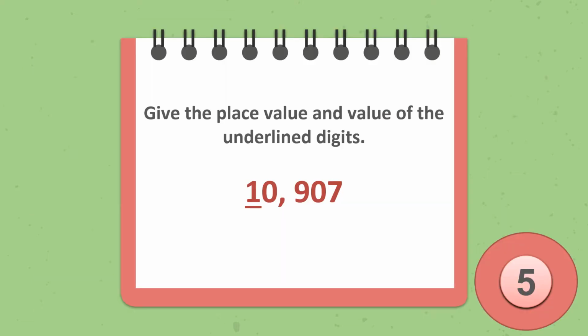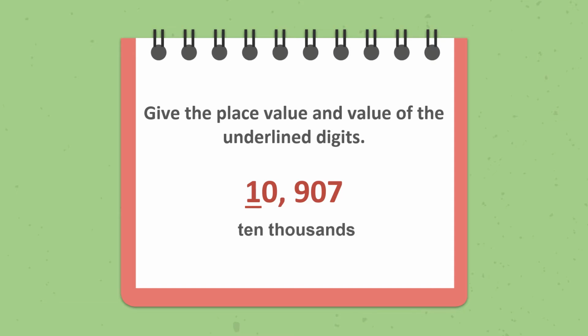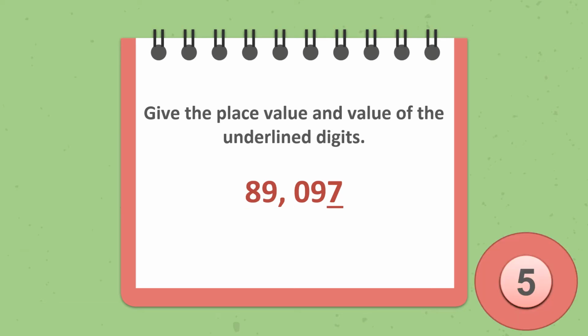Give the place value and value of the underlined digits. Our underlined digit is 1. So what's our place value and value? Our place value is 10,000 and the value is 10,000.